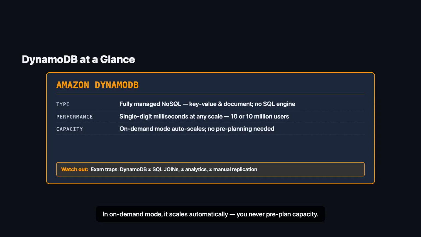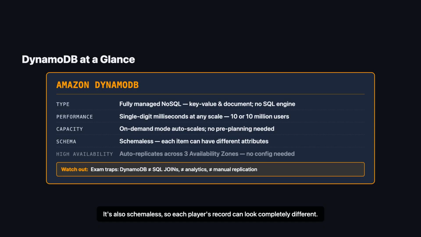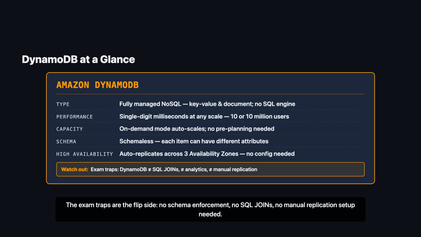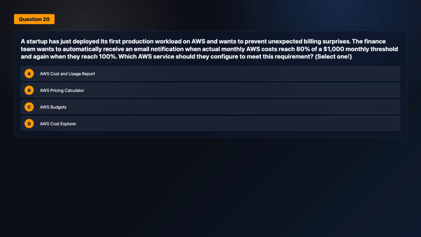In on-demand mode, it scales automatically. You never pre-plan capacity. It's also schemaless, so each player's record can look completely different. Behind the scenes, AWS copies your data across 3 availability zones automatically. The exam traps are the flip side: no schema enforcement, no SQL joins, no manual replication setup needed. Time for another one.